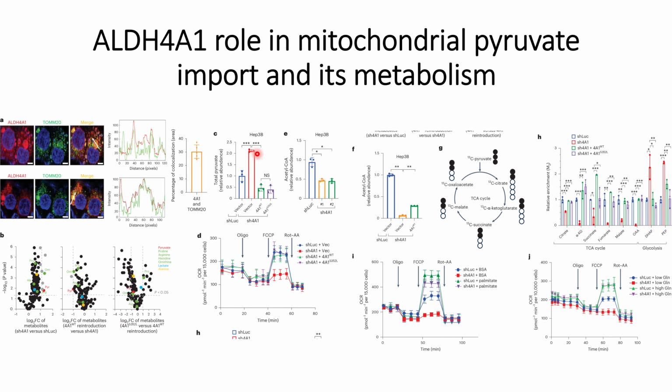First they check it in HAP3B cancer cells. Panel B is on the bottom side. Here they do metabolic analysis, with volcano plots of the metabolites, to check which pathways are upregulated, and they did it for three different conditions. First, ALDH4A1 knockout versus control knockout; second, reintroduction of wild type ALDH4A1 versus control knockout; and then reintroduction of mutated ALDH4A1 versus control knockout.